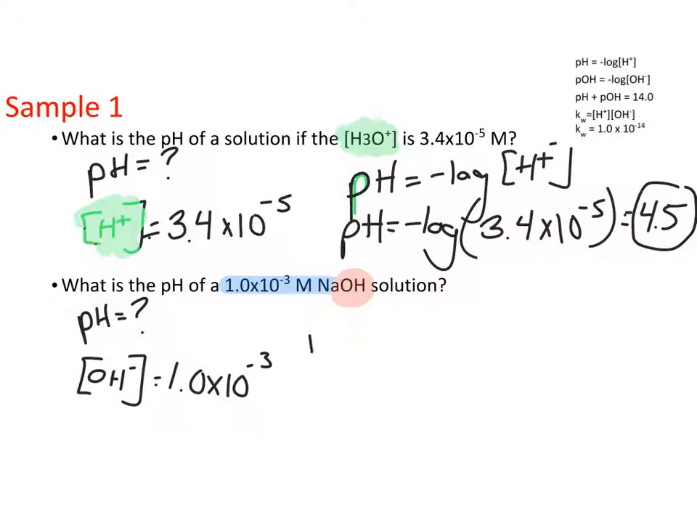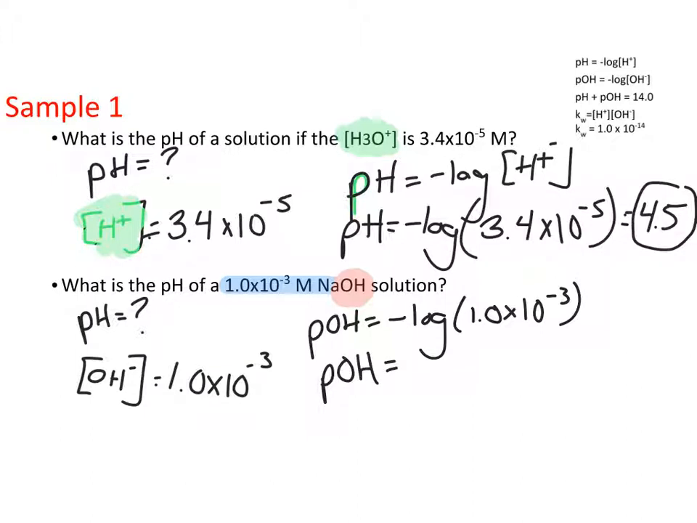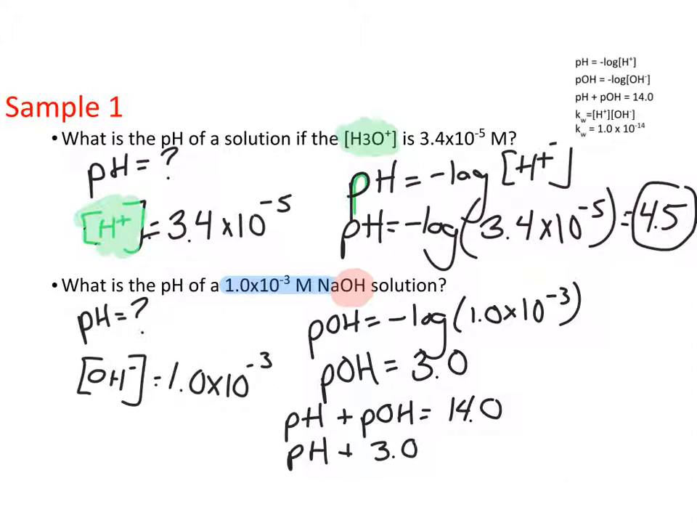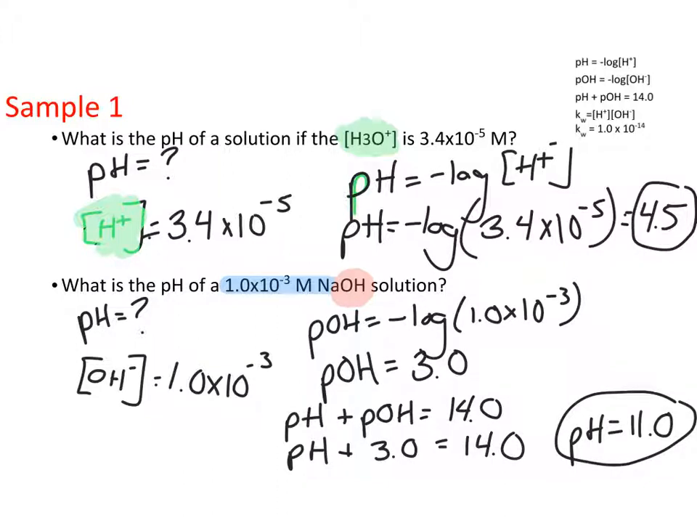So, I'm going to find my pOH first. So that is the negative log of my hydroxide concentration, which was the 1.0 times 10 to the minus third. So my pOH comes out to 3.0. So now I know pH plus pOH equals 14.0. My pOH is 3.0, so pH plus 3.0 equals 14. So I do the subtraction, subtract 3 from both sides, and my pH comes out to 11.0. That's it. That's all you do.